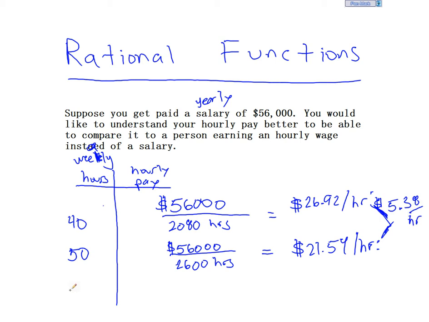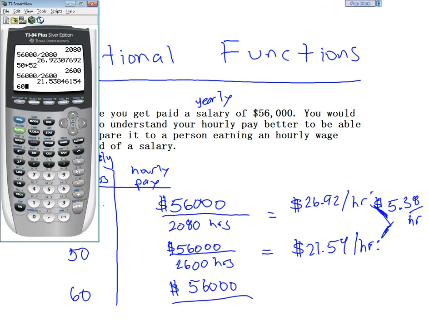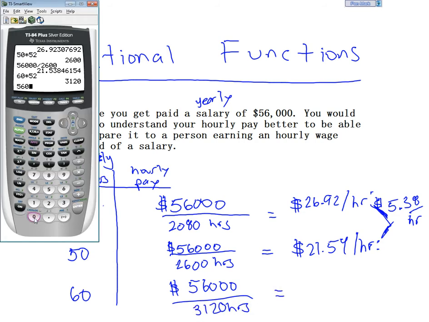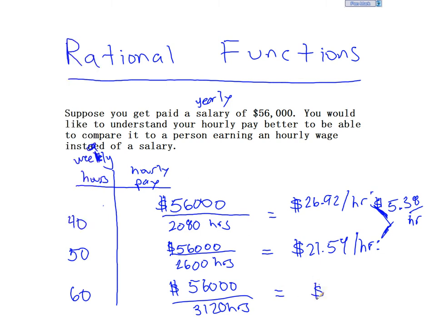Now, let's just say this person works 60 hours. You can start to imagine what we're doing here. We're taking the 56,000 and dividing it by the total number of hours in the year. So 60 hours a week times 52 weeks would come out to 3,120 hours, which translates into 56,000 divided by 3,120, and that would come out to $17.95 per hour.